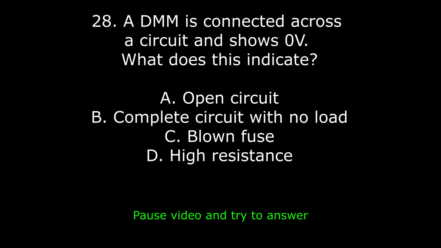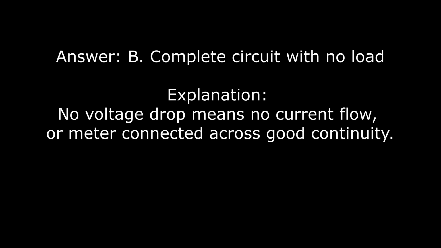28. A DMM is connected across a circuit and shows 0 volts. What does this indicate? A. Open circuit. B. Complete circuit with no load. C. Blown fuse. D. High resistance. Answer: B. Complete circuit with no load. Explanation: no voltage drop means no current flow or meter connected across good continuity.